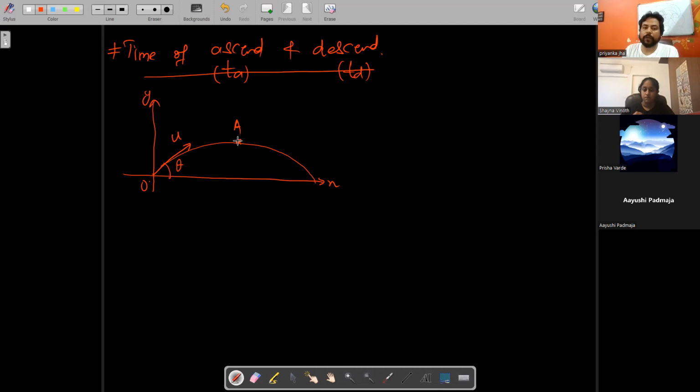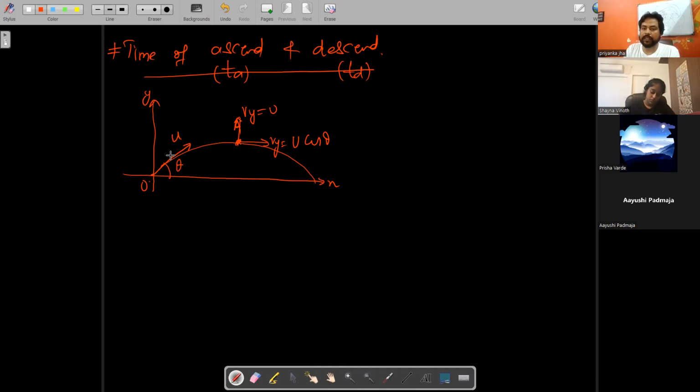Okay, fine. So at the maximum point, the vertical component of the velocity will be 0. Along this direction, the vertical component of the velocity will be 0, and the horizontal component would be the same, u cos theta, because in projectile motion the horizontal component of the velocity always remains constant. So now we have to find time of ascent.